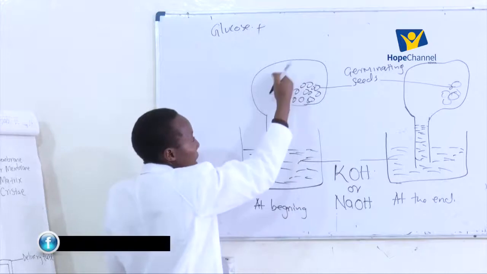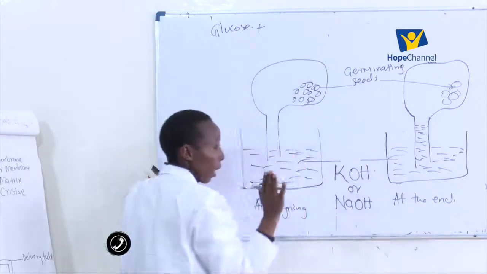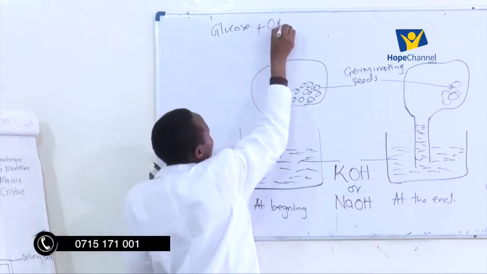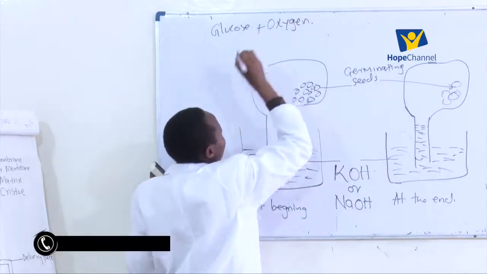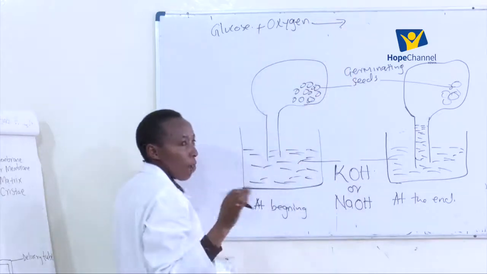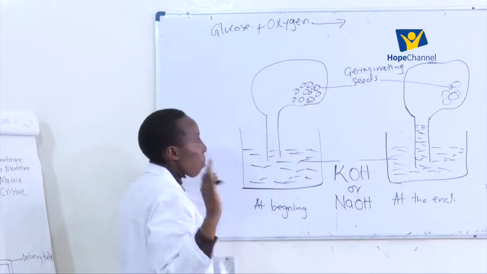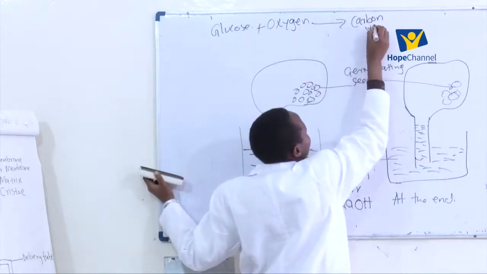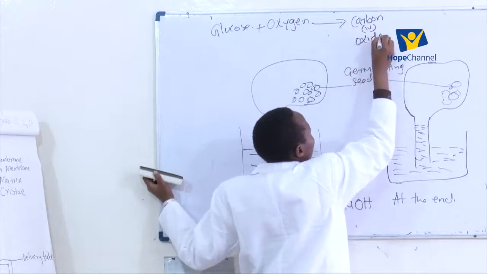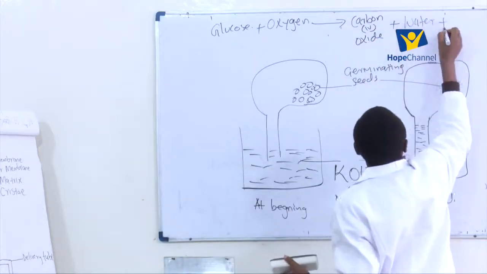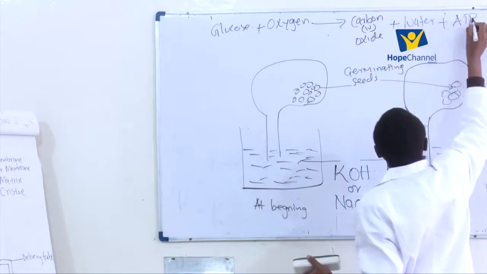I want to believe inside here we have what? Air. And air contains oxygen. So I want to believe we have what? Oxygen. And then at the end of this, I expect to have 3 products. I have carbon dioxide, I have water, and then I have energy in form of ATP.